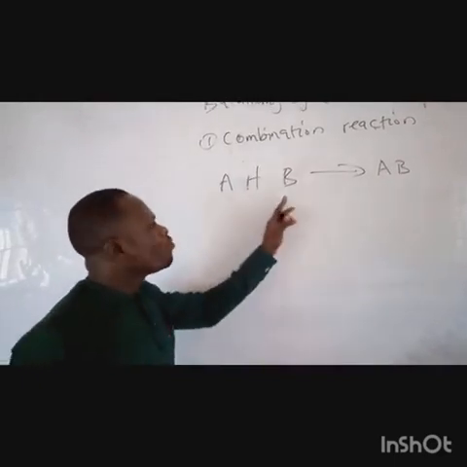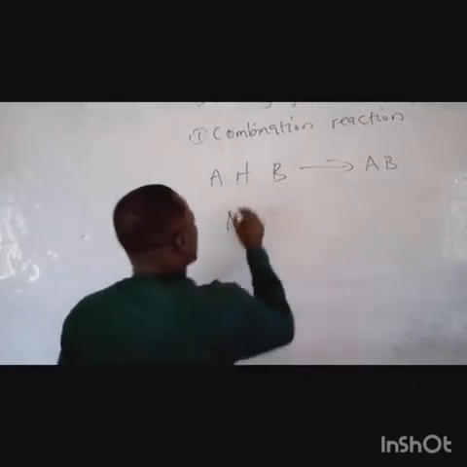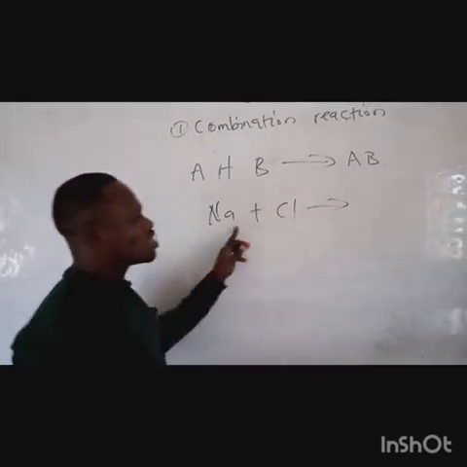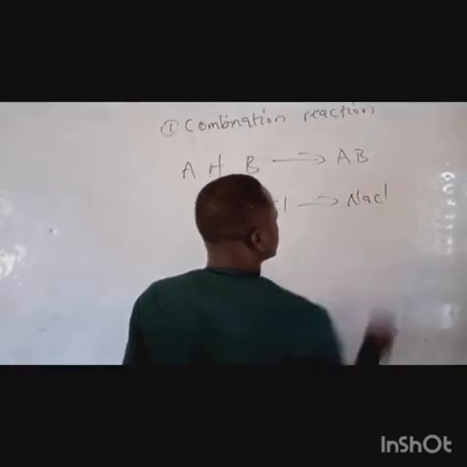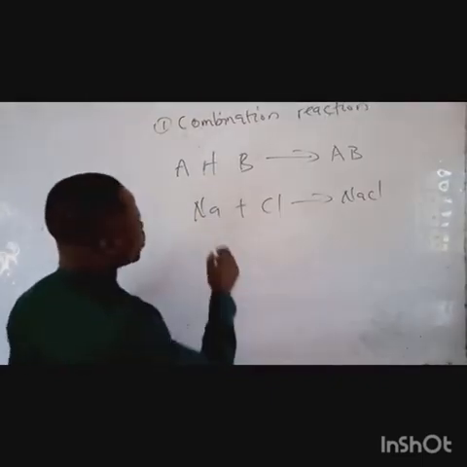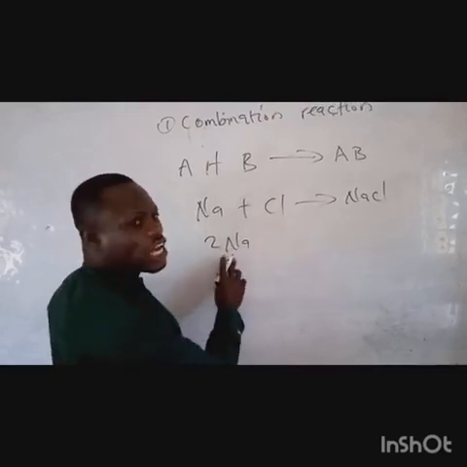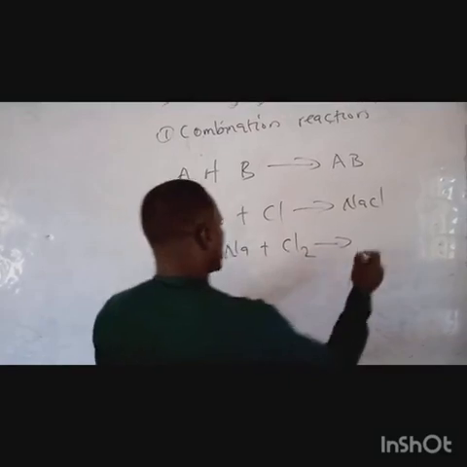How do you balance this type of chemical equation? For instance, you have Na plus Cl. Sodium will react with chlorine to form sodium chloride. This is a typical example of combination reaction. We also have, what if you are given a compound like this? An element, sodium plus chlorine. How do you balance it? Are you going to balance it?